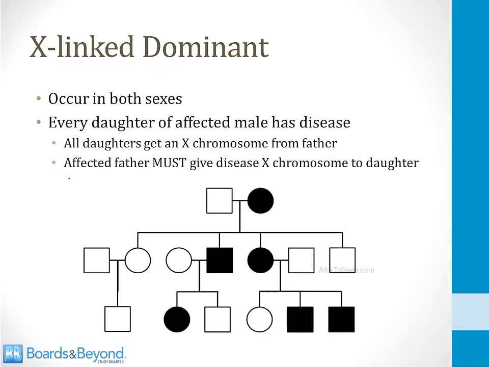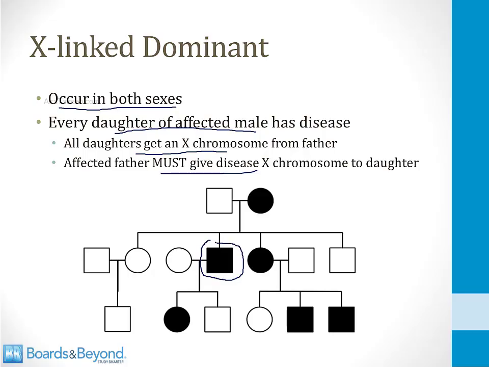Now let's talk about the pedigree for an X-linked dominant disorder. These disorders can occur in both sexes even though they are X-linked because the diseased X chromosome is dominant. A special feature of these pedigrees is that every daughter of affected males has disease. This is because all daughters get an X chromosome from their father, and affected fathers must give their diseased X chromosome to their daughter. So for example, let's focus on this male individual here.